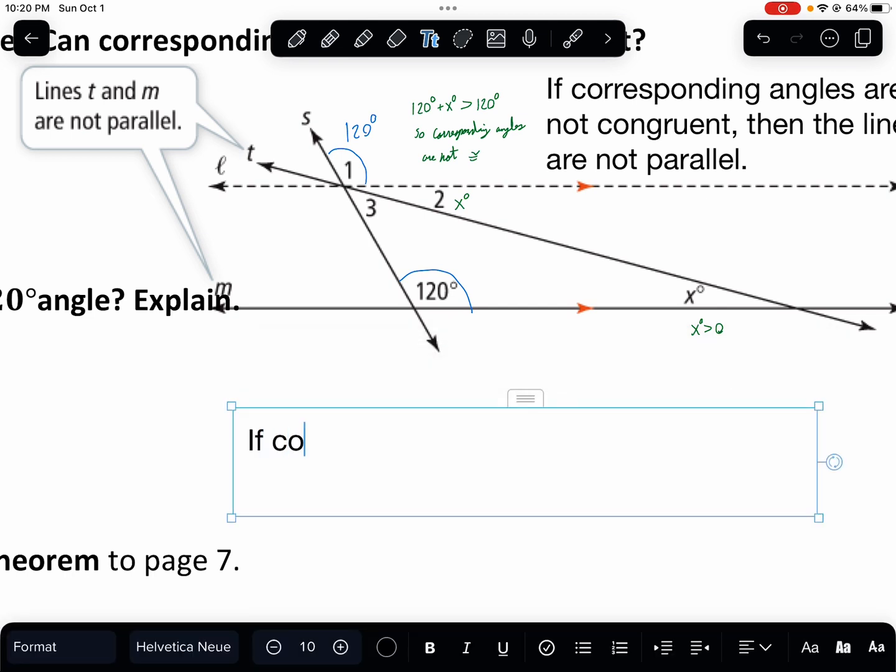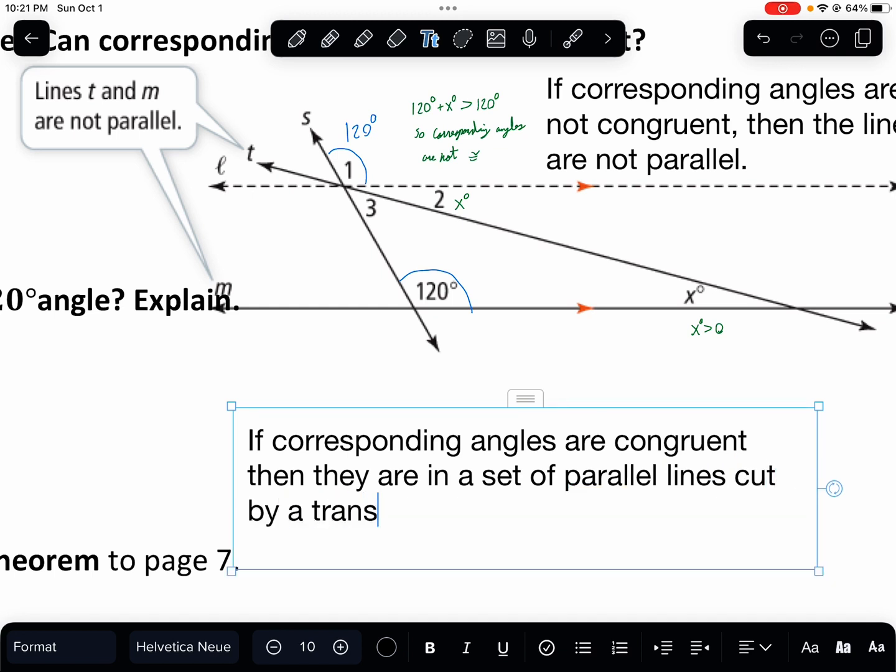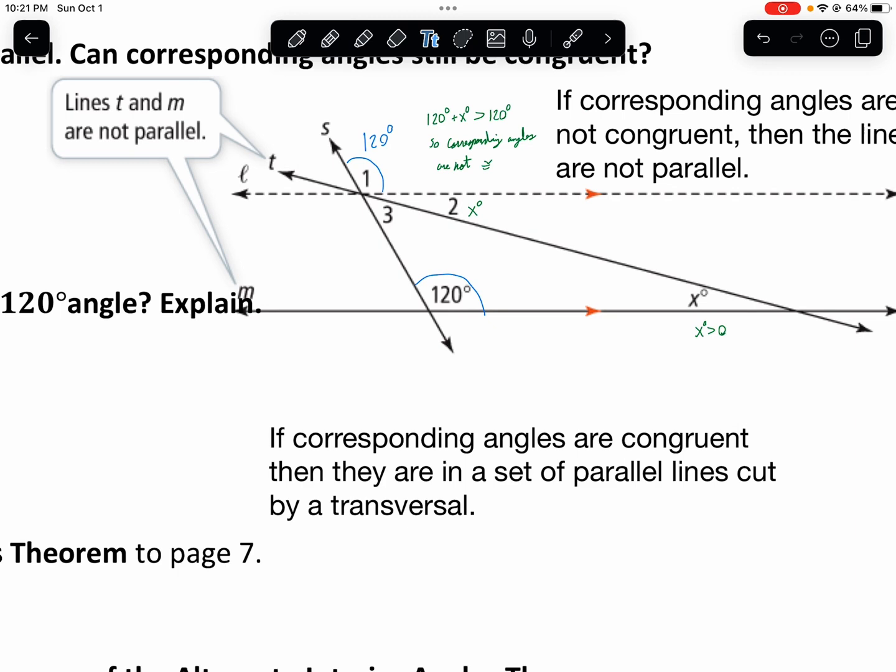If corresponding angles are congruent, then they are in a set of parallel lines cut by a transversal. Okay? If corresponding angles are congruent, then they're in a set of parallel lines cut by that transversal.